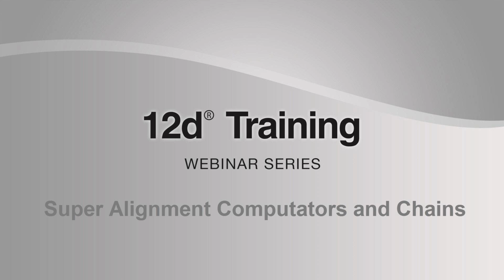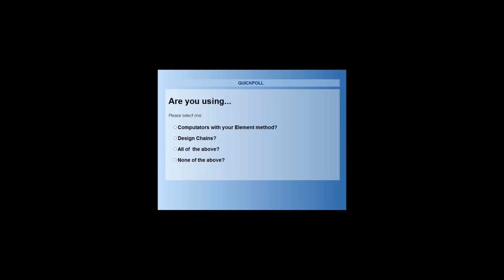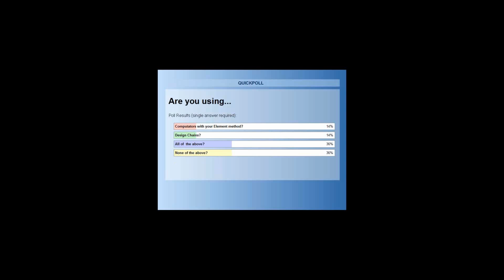While we wait for everyone to finish joining and get comfortable, I'll launch a polling question. You'll have about 30 seconds to answer about whether you're using computators or design chains, and then I'll show the results. Okay, it looks like we've got quite a variety of attendees here today. I'm sure everyone will get a lot out of today's webinar.